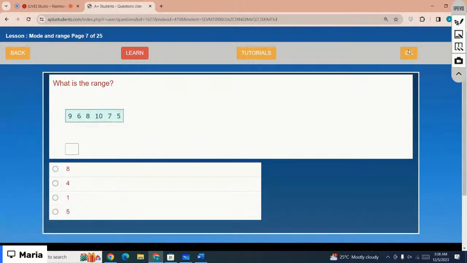Okay, what is the range? Which is the correct option? Yes, the least number is 5 and the greatest number is 10, right? And their difference is 10 minus 5, which is 5. So the correct option is 5.